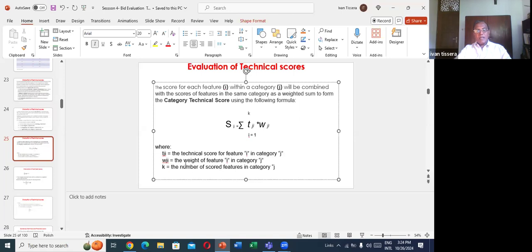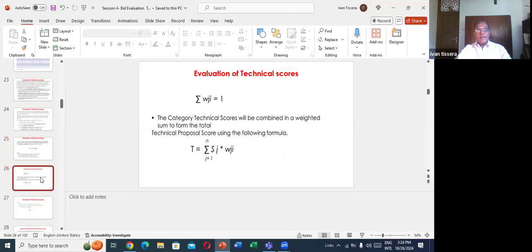I'm not an IT expert, right? K is the number of scored features in category J, 1 to K, whatever the number. So don't worry, ultimately we get the score, right? Sigma is the summation, 1 to any number. They say the sum of W is equal to 1.